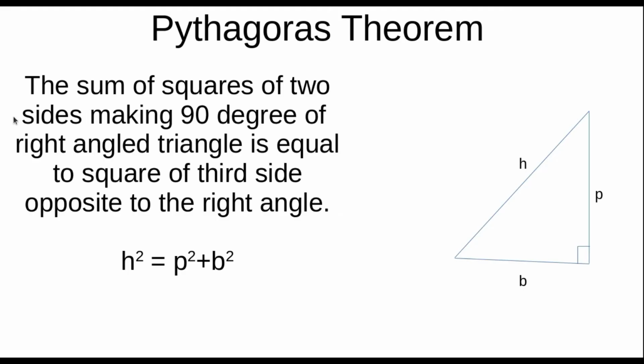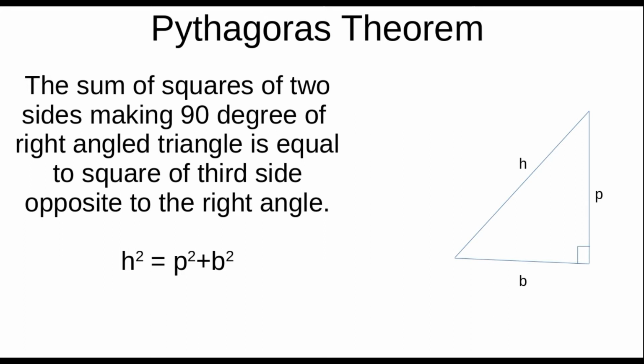In this video, I am going to demonstrate Pythagoras theorem in a Fortran program. Pythagoras theorem is very useful in mathematics, engineering and all aspects of practical daily life. The Pythagoras theorem states that the sum of squares of the two sides making the 90 degree angle of a right angle triangle is equal to the square of the third side opposite to the right angle.